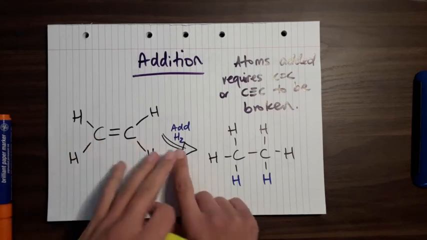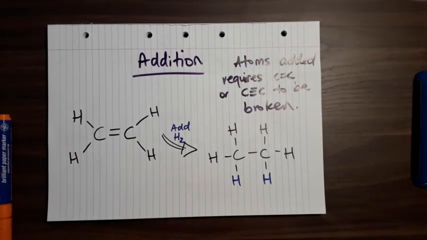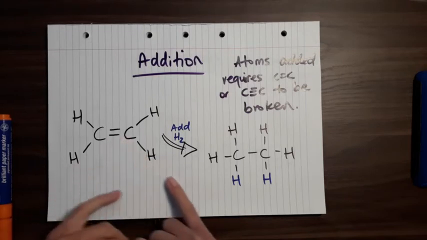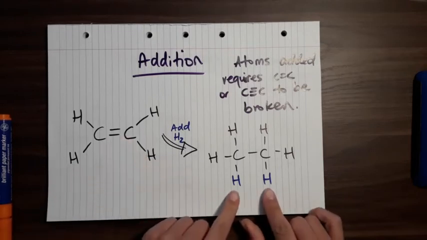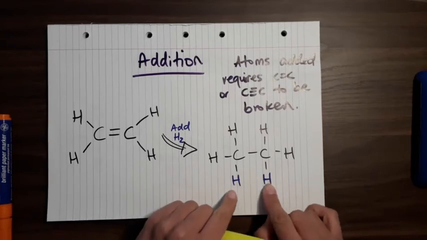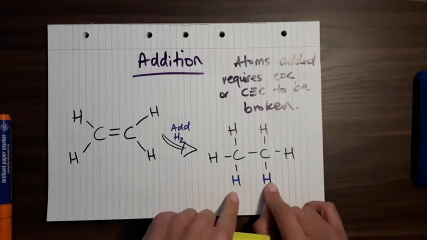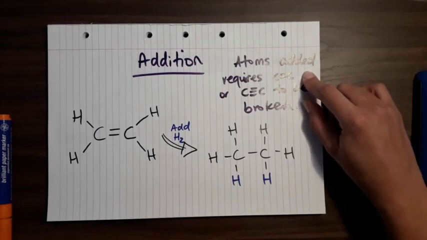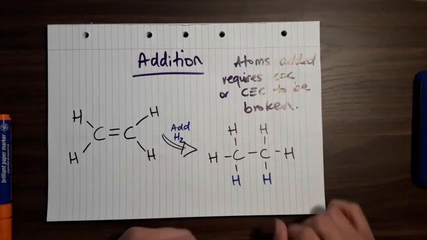So say we had lots of hydrogen atoms around in the right circumstances, you could get this double bond being broken and you could get more atoms being added to the molecule. This is why it's called an addition reaction. You do require some sort of double or triple bond to break in order to add these atoms in.